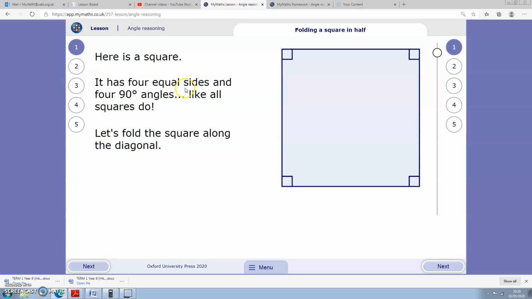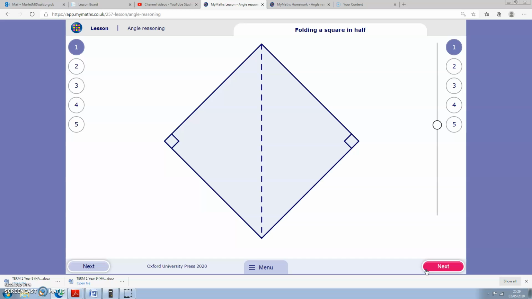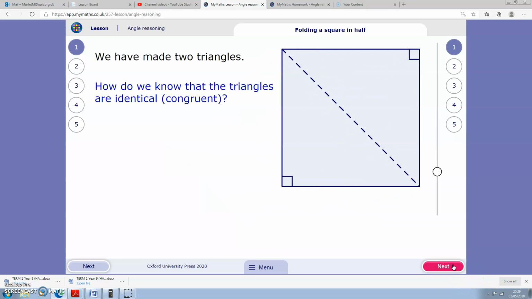So here's a square. It has 4 equal sides and 4 90-degree corners, 90-degree angles, like all squares do. Let's fold the square along the diagonal. So again, if we're looking at it, to fold it across the diagonal, across there, and then we'll cut it into 2. Okay, we've made 2 triangles.